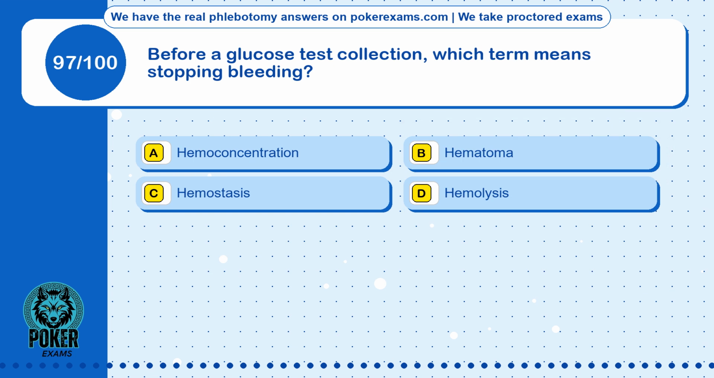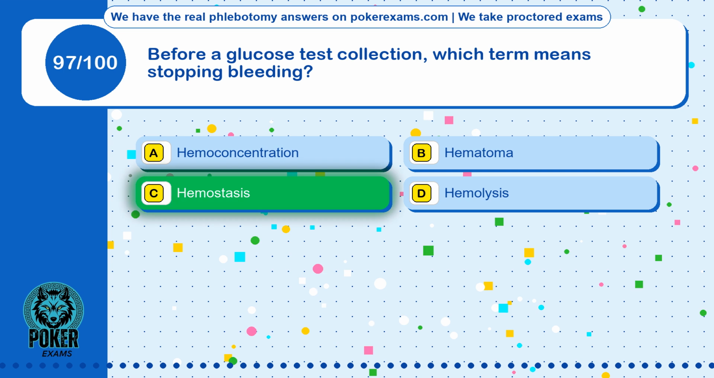Question 97. Before a glucose test collection, which term means stopping bleeding? Option A, hemoconcentration. Option B, hematoma. Option C, hemostasis. Option D, hemolysis.